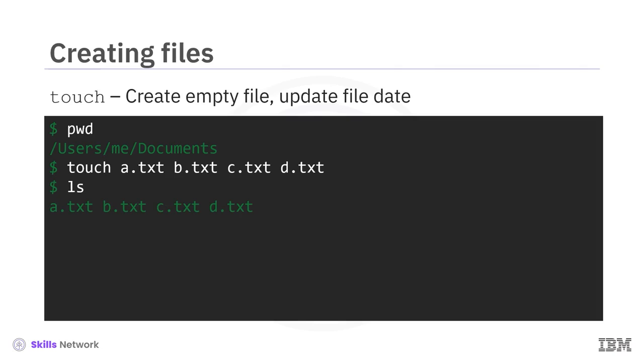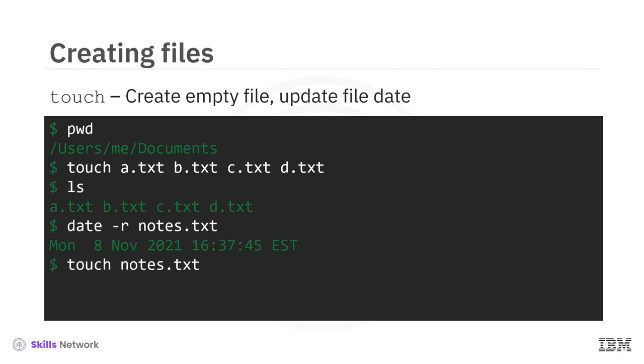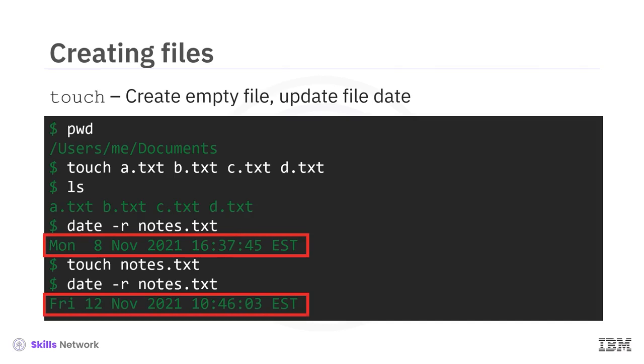You might be wondering what the touch command does to an existing file. Suppose your current directory contains a file called notes.txt. You can see when it was last modified using date -r notes.txt. If you use the touch command on notes.txt, you can see that its last modified date updated to the current time.